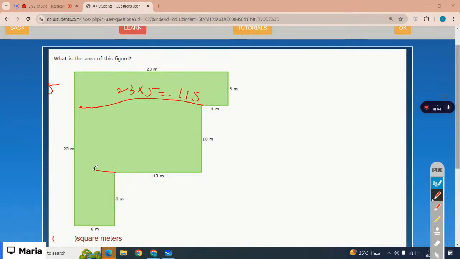Okay, then for this one, this is 10. So here you have 10. This is 13. So that would be 13 times 10 is 130. For here you have 8 times 6, that is 48. Just add all the areas. 115 plus 130 plus 48. So which is the correct option?